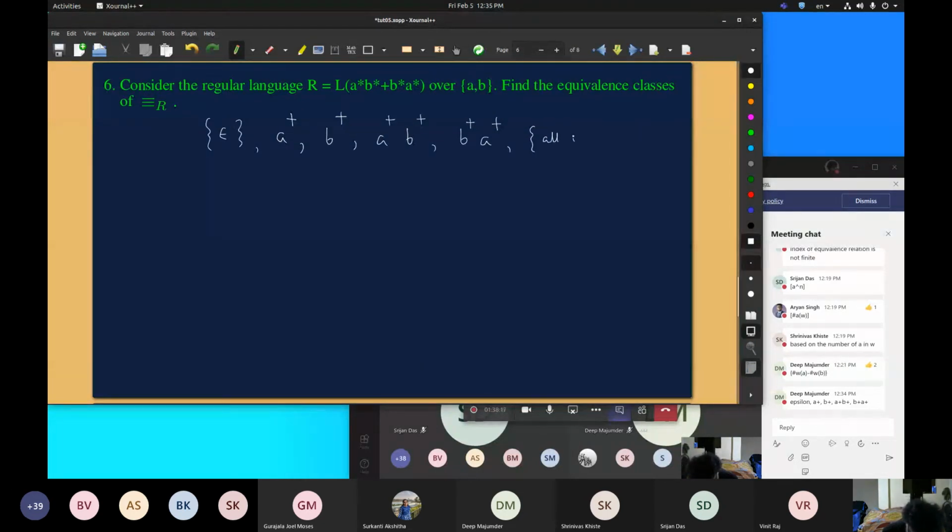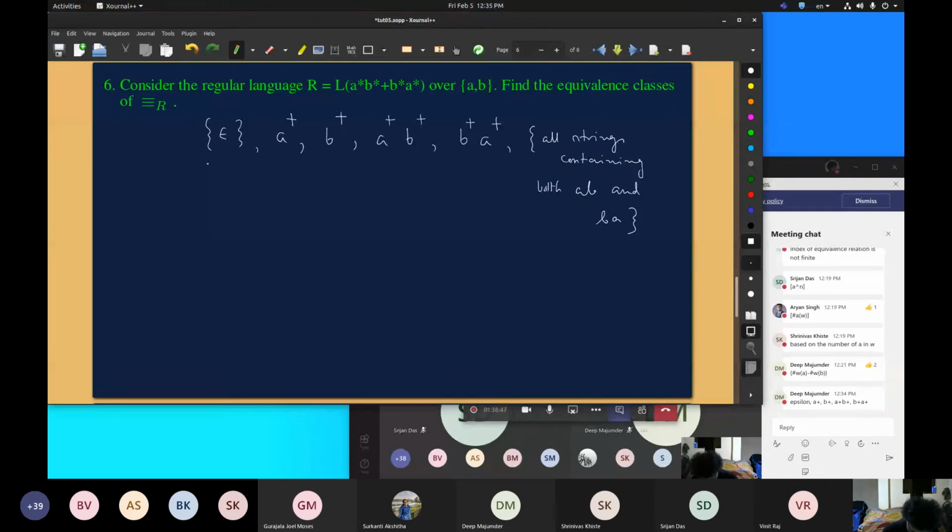All strings containing both AB and BA. Okay. So you have to give a partition of this entire sigma star. So why? Okay, it's not very difficult to figure out why.